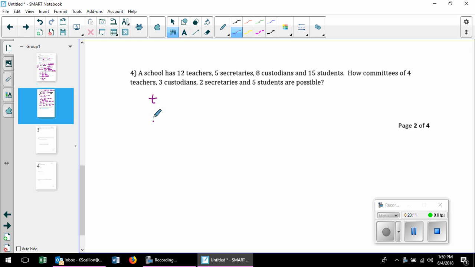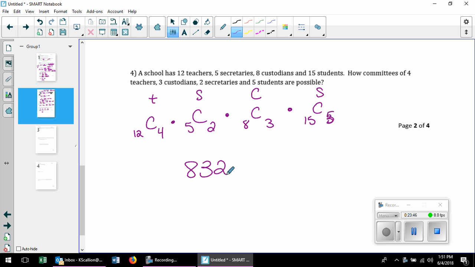832,431. Okay, so let's start with teachers. So that's going to be 12 choose 4 multiplied by, we're going to go secretaries next. So 5 choose 2. And then we're going to go custodians next. So that's going to be 8 choose 3. And what do we have? Students? 15 choose 3. Okay. Oh, 5. So if you do all that math, then you're all excited to do that. You get a big number.